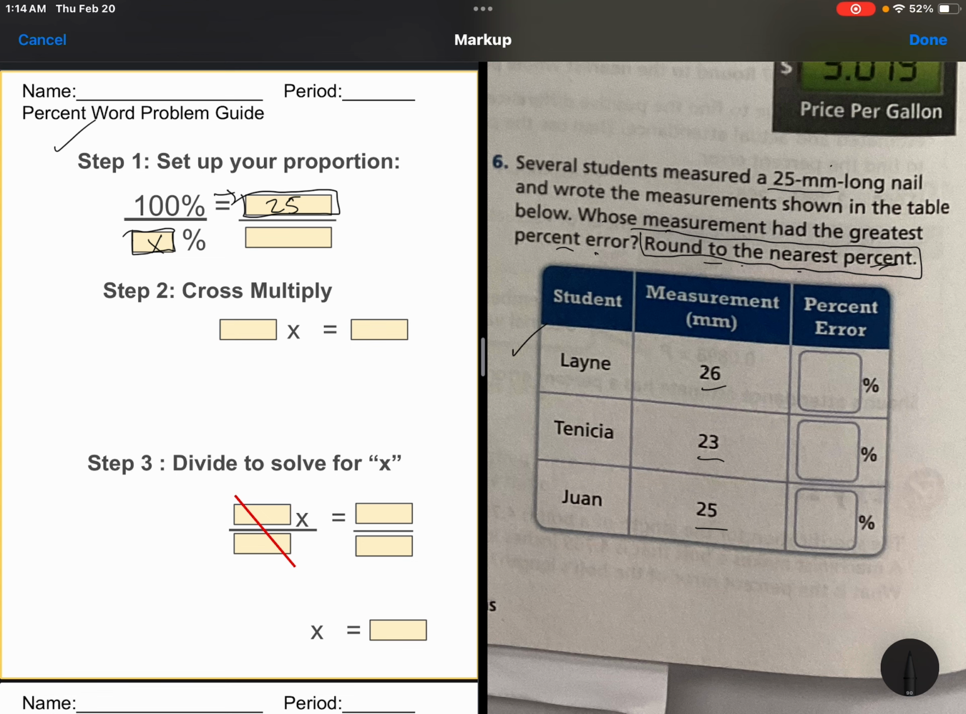Okay, since they're asking for a percent, you put an x right there. And that percent represents what number? Well, the difference, the error here. So Lane was 1 millimeter off from the actual measurement of the nail. So I'm just gonna call this 1. Okay, good. Step 1 completed.